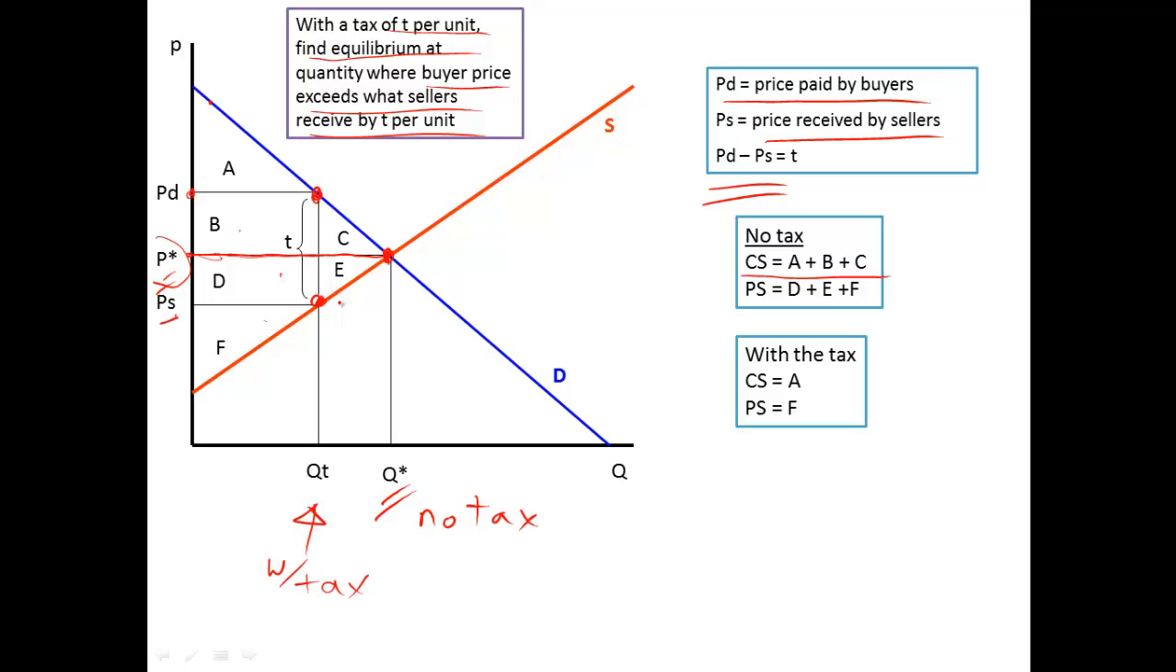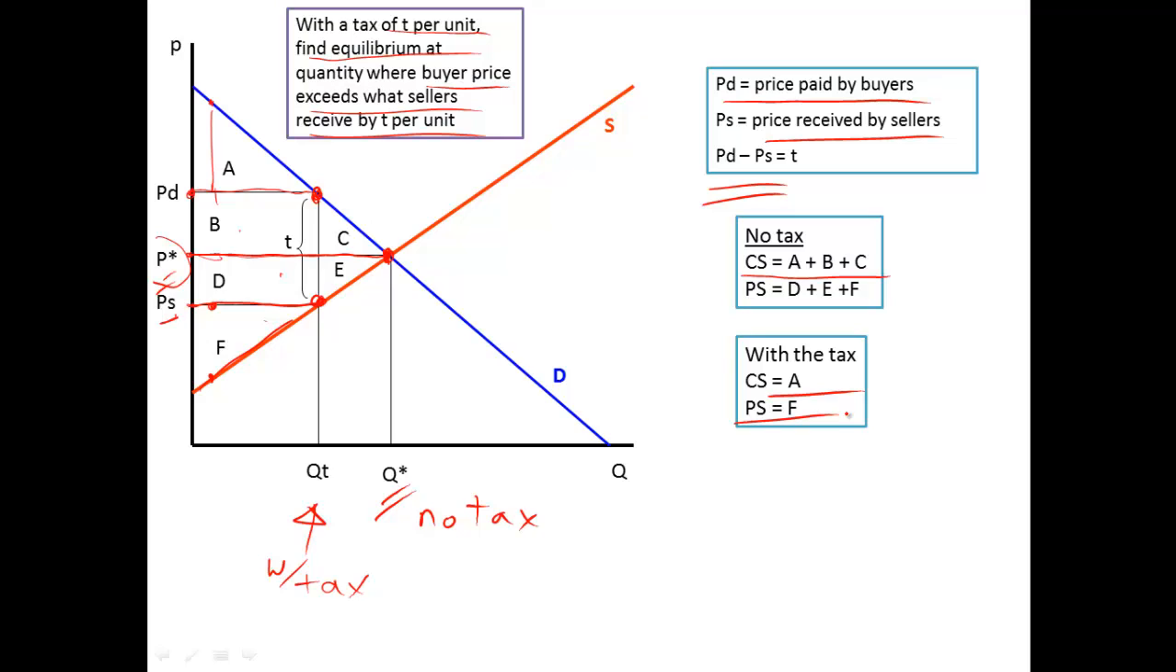Now, once the tax is in place, things are a little different. When the tax is in place, consumers now pay PD, and they only consume QT units. So how much surplus is there? Well, now it's just the distance between here and here summed across all these units, so it's just A. And the producers' surplus, well, now remember, although consumers pay PD, producers only receive PD minus T, or PS. So the surplus for producers is the difference between what they receive and their marginal costs down here. And summing that across all these units gives us just region F.